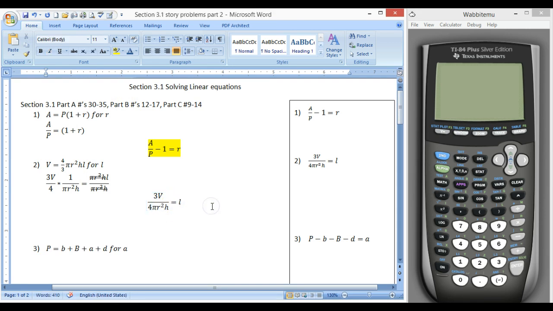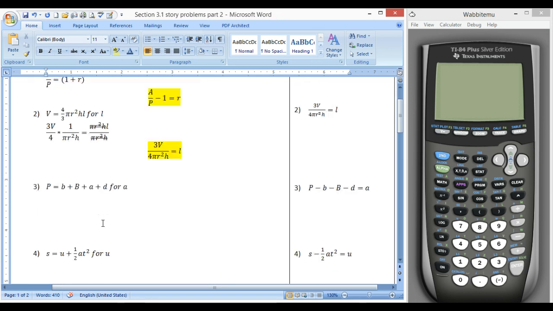There we go. There's our answer: 3v over 4 pi r squared h. And I'm going to highlight that as the answer. All right, the next one.